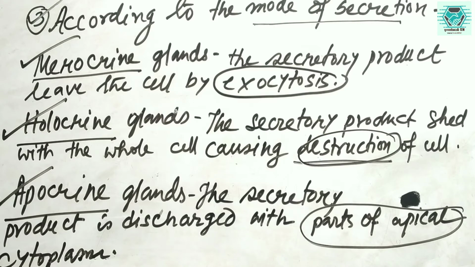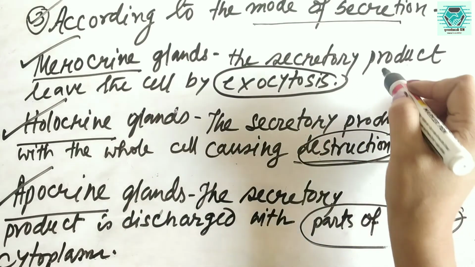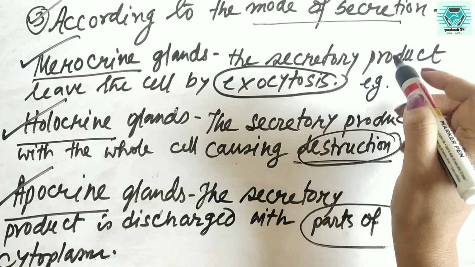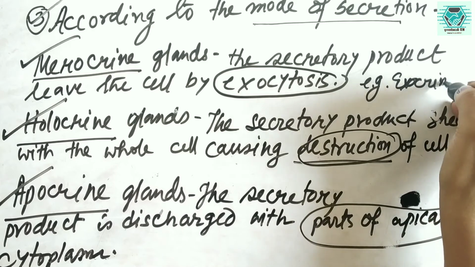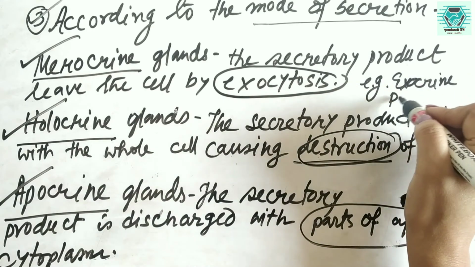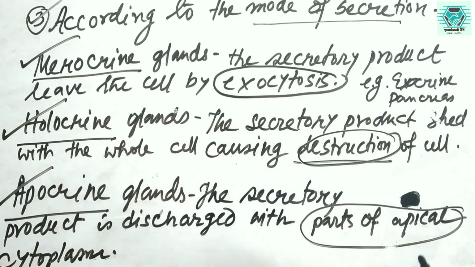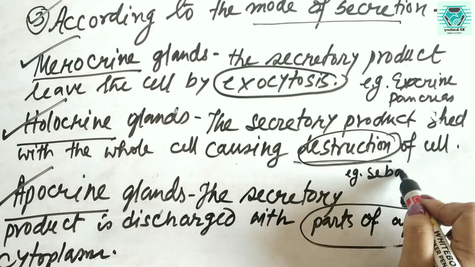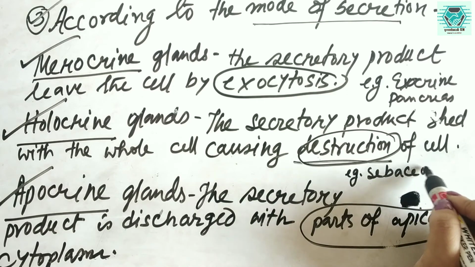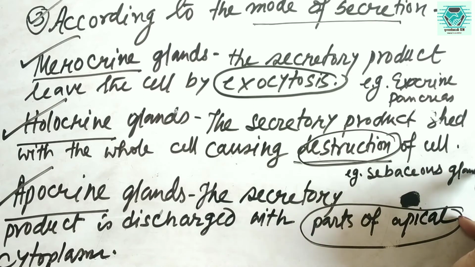So 3 categories are found, and if we go through the examples, then the merocrine glands are all the digestive glands, exocrine pancreas, then like sebaceous gland, here mammary gland.